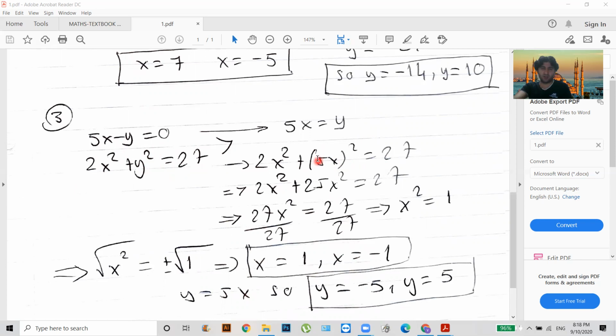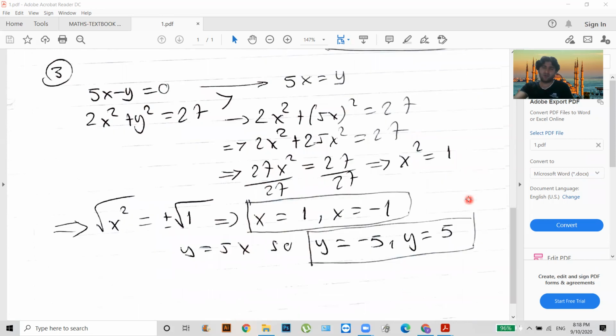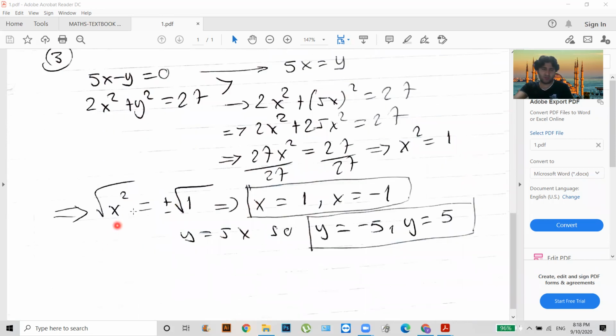If you put it in brackets, then we know that the power of 2 applies to both the 5 and the x. So it's 5 to the power of 2, which is 25, and x to the power of 2 is x squared. So 2x squared plus 25x squared equals 27. 2x squared plus 25x squared is 27x squared equals 27. Simplify it by dividing both sides by 27. x squared equals 1. We take the square root of both sides. Remember, we take positive and negative, so x is going to be 1, or x is going to be -1.